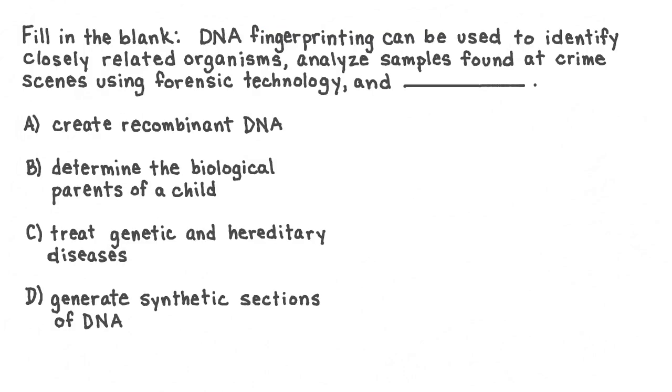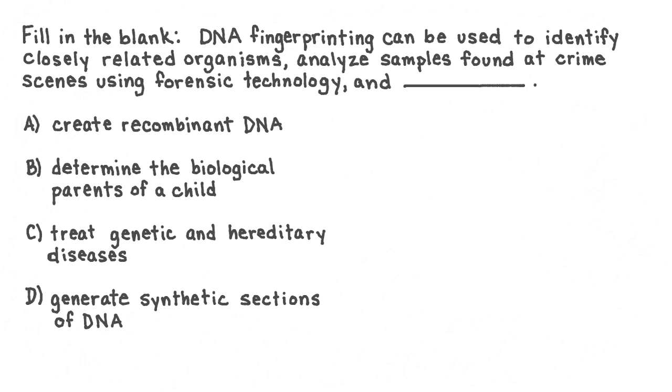Fill in the blank. DNA fingerprinting can be used to identify closely related organisms, analyze samples found at crime scenes using forensic technology, and blank. A. Create recombinant DNA. B. Determine the biological parents of a child. C. Treat genetic and hereditary diseases. Or D. Generate synthetic sections of DNA.